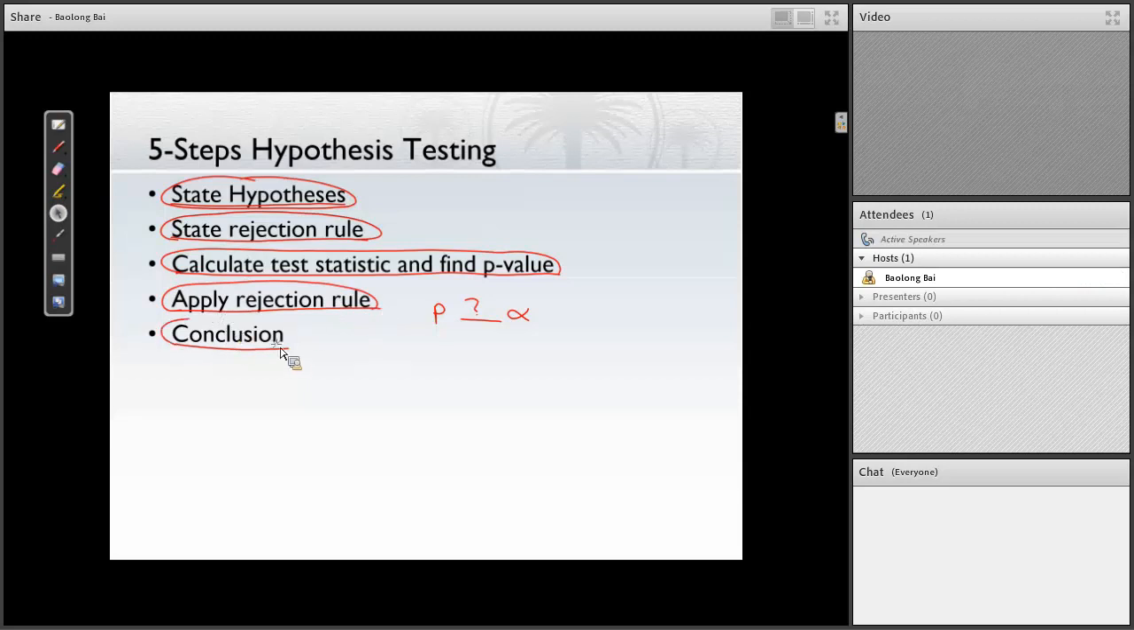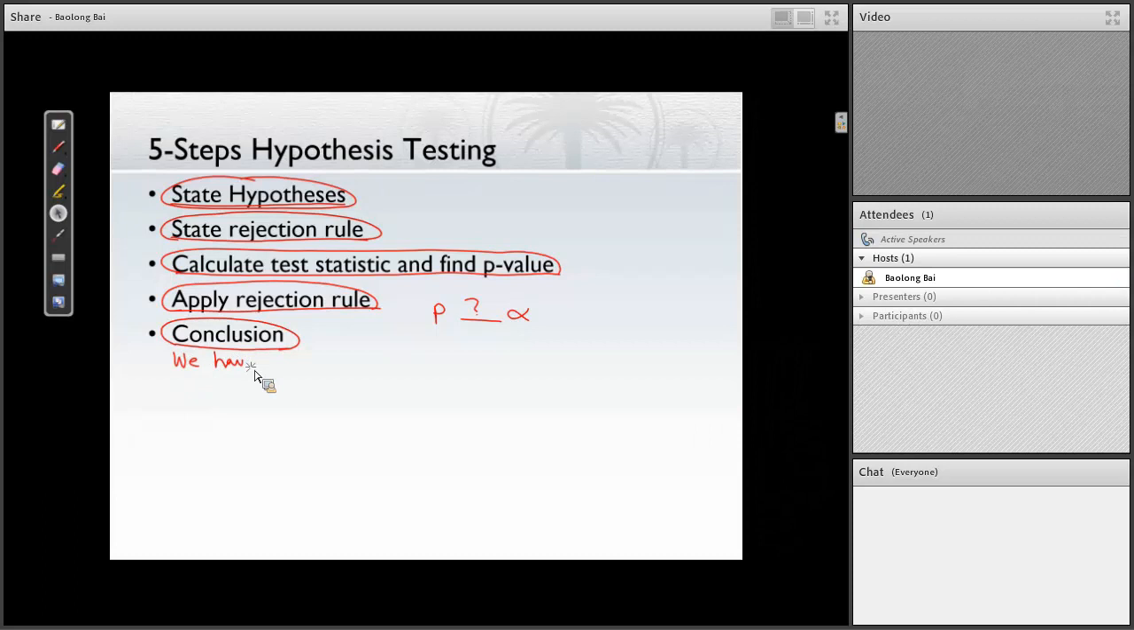And the last step is the conclusion, right? Depending on if you reject the null, then the null is false, alternative true. If you fail to reject the null, then we don't have evidence to say the alternative is true. So basically, either way, you make a conclusion about the alternative hypothesis. This is what I recommend you write as a conclusion.